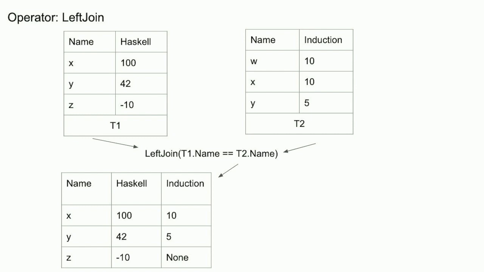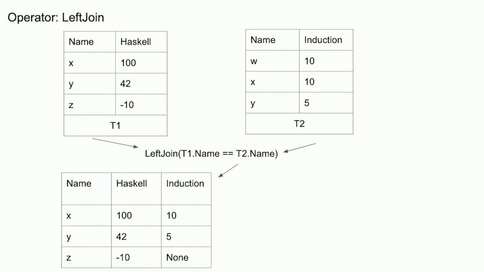And on the other hand, this Z here doesn't have a correspondence in the second table, so it has a none. So basically everything is a kind of a maybe type. So that's the three operators, and that's good enough to show what feature engineering does.